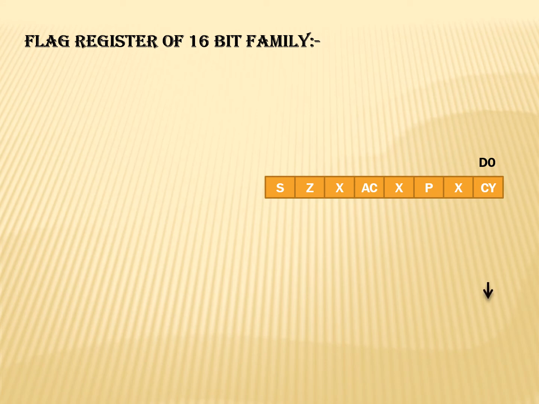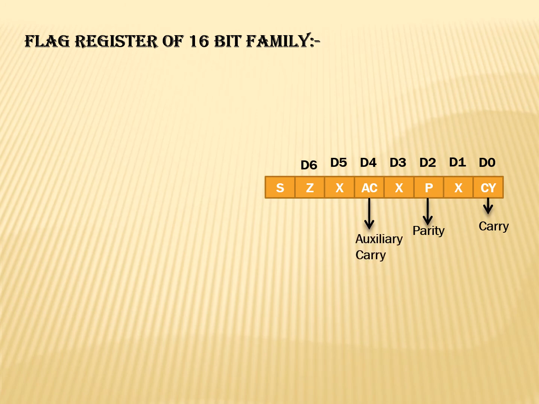So here the D0 bit is occupied by the carry flag, D1 bit is empty, D2 bit is occupied by the parity flag, D3 bit is empty, D4 bit is occupied by the auxiliary carry flag, D5 bit is empty, D6 is occupied by the zero flag, and D7 bit is occupied by the sign flag. So D0 to D7 is similar to my 8085 microprocessor.